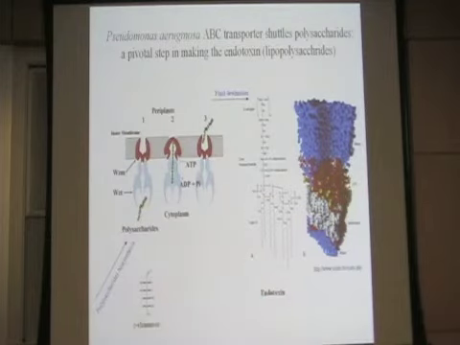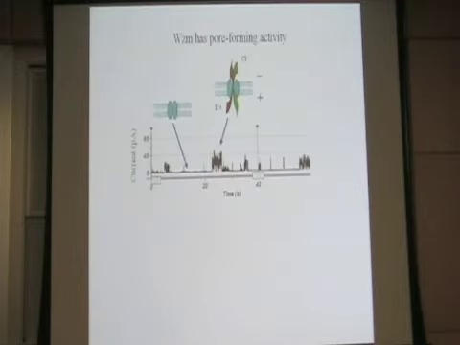Now, to define the pore activity of WZM, we did some electrophysiology. This basically shows you the pore-forming activity of WZM: if you separate two chambers with electrolytes, and the protein forms a pore, you see an opening. If it doesn't, you don't see an opening. Current is 0.